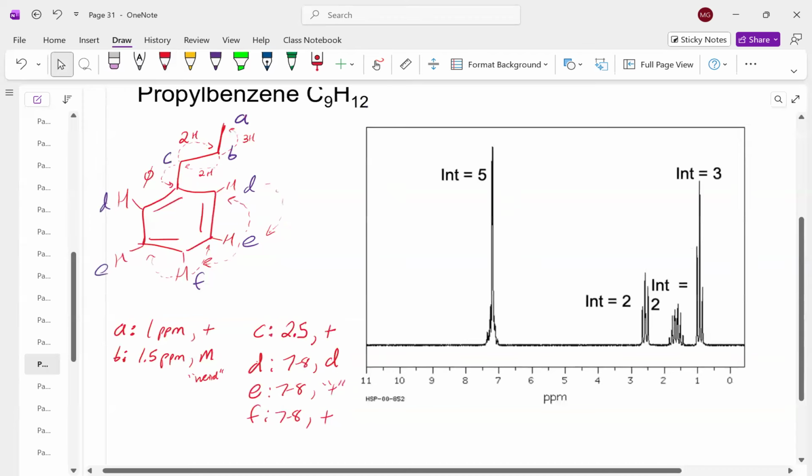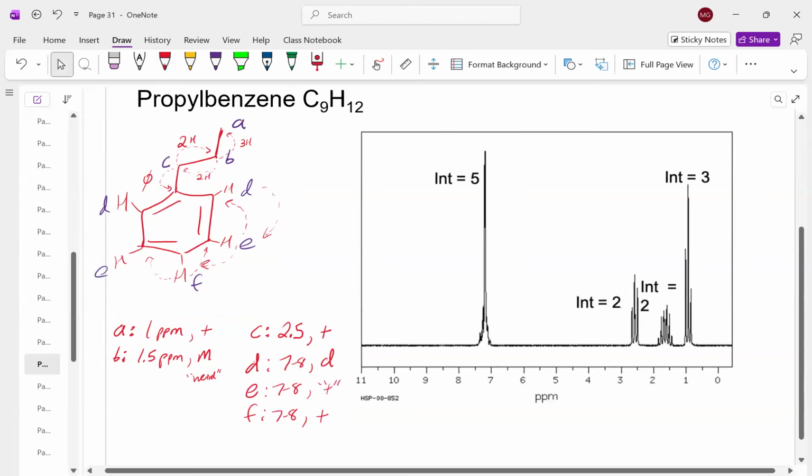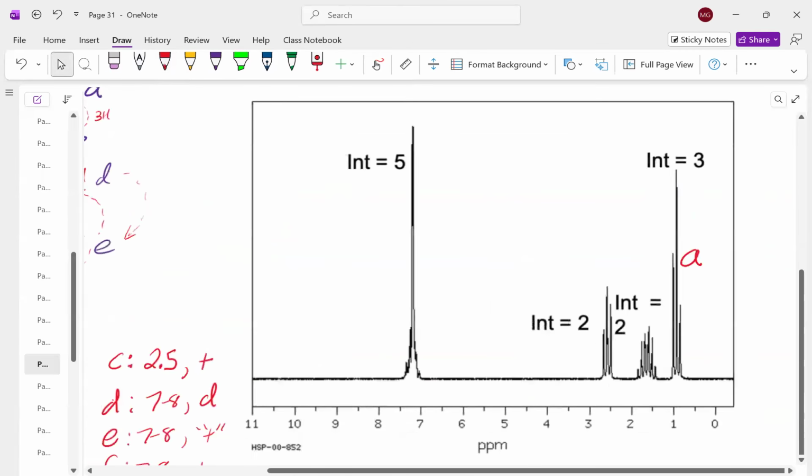Now let's go to the actual spectra. A would have the lowest chemical shift. We predicted somewhere around 1, and that's exactly where we see it. And if we look at it, we've got a triplet there.